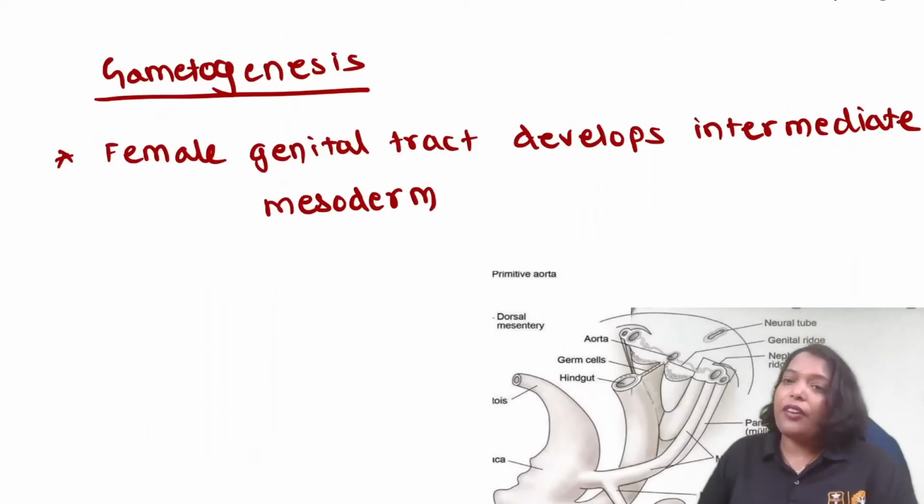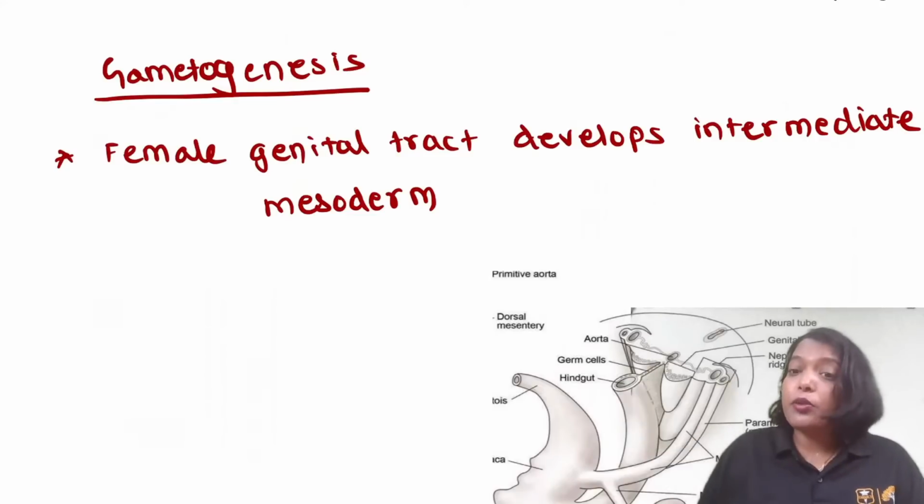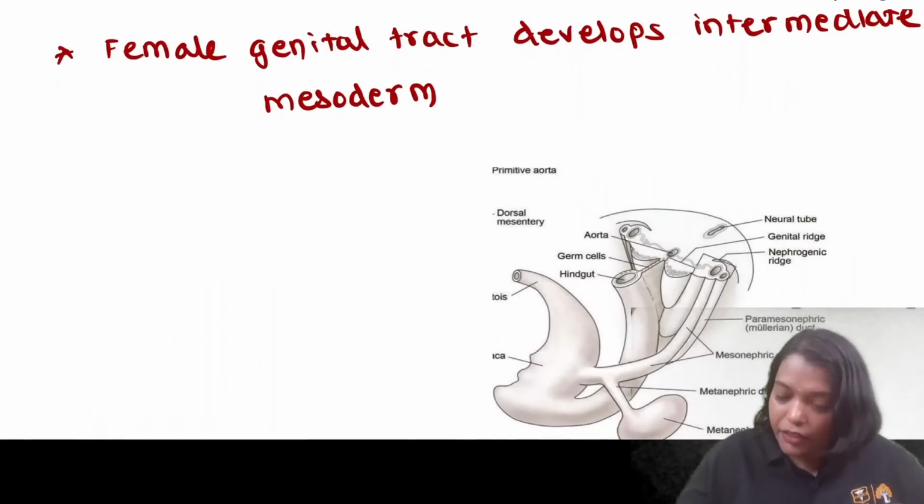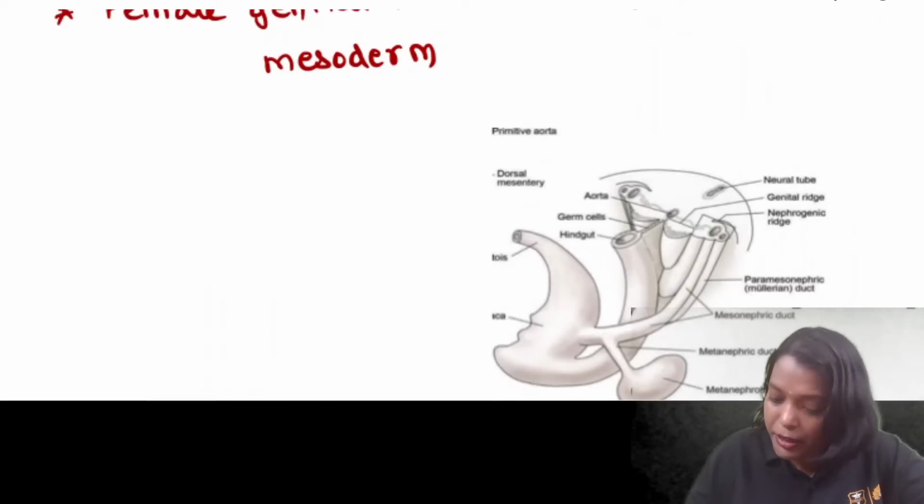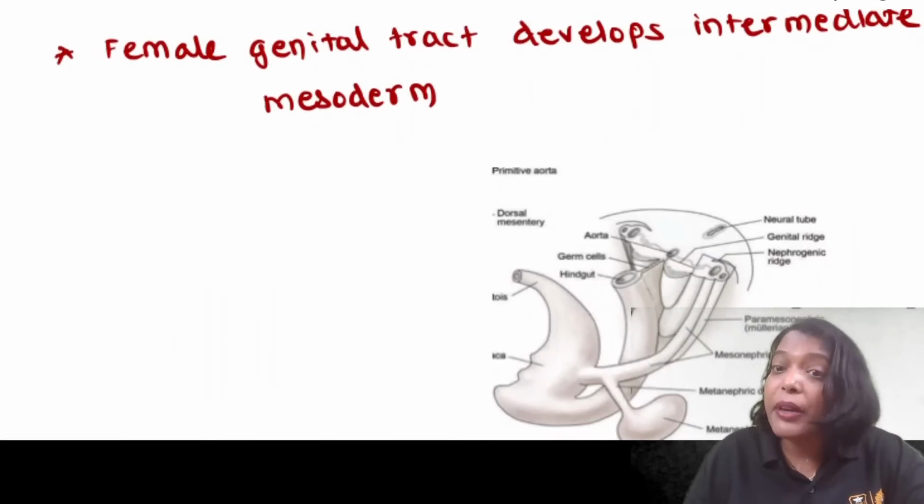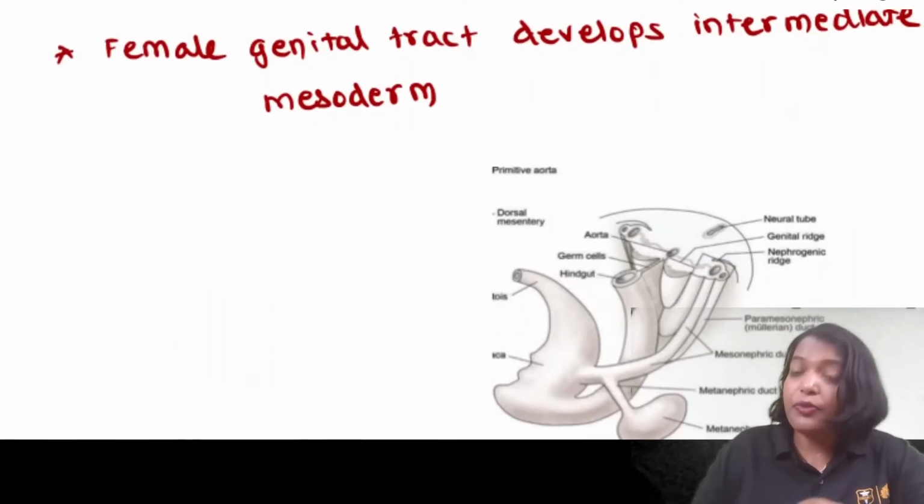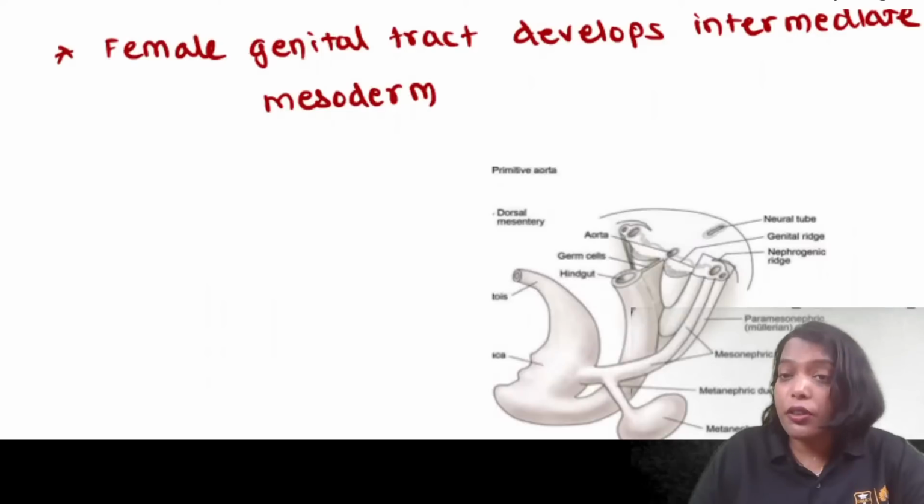So we have mesoderm, endoderm, ectoderm. From intermediate mesoderm, you will see these ducts developing. If you are able to see, this mesonephric duct, paramesonephric duct, all this develops from the intermediate mesoderm. So the female genital tract, that is uterus, cervix, fallopian tube, and upper two-third of vagina, arise from the intermediate mesoderm.